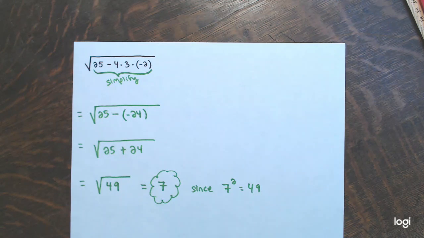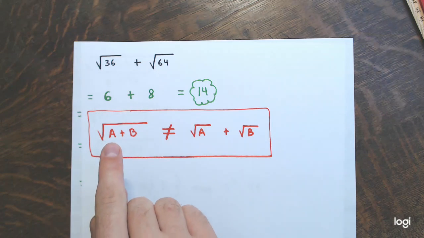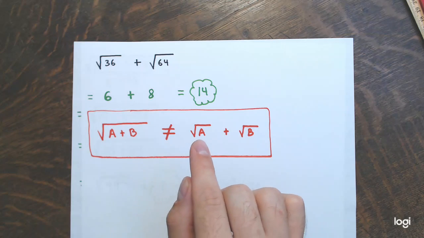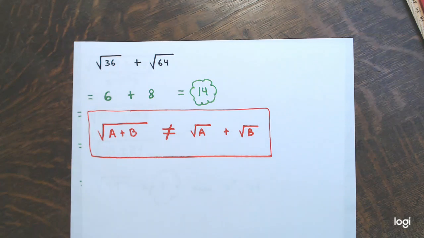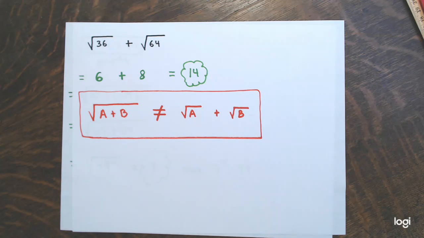Also, this one is huge. I want to bring this one back. Please try not to make this mistake. This is huge right here. The square root of a big sum is not the sum of the square roots of each term. You don't split them up. Please. That is a huge mistake I see people make way too often. So I'm going to keep that up here while I do my last little spiel.